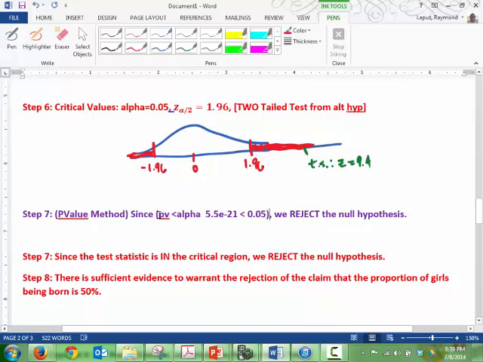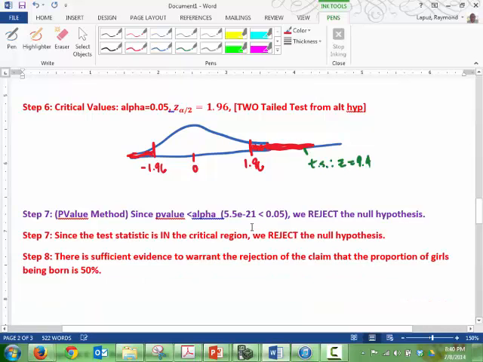So since our p-value is less than alpha, we have the same conclusion. We reject the null hypothesis. And because we have the same conclusion, our step 8 will then be the same.